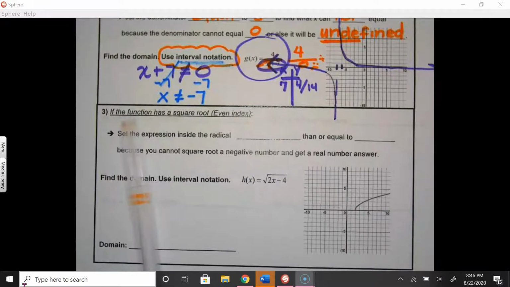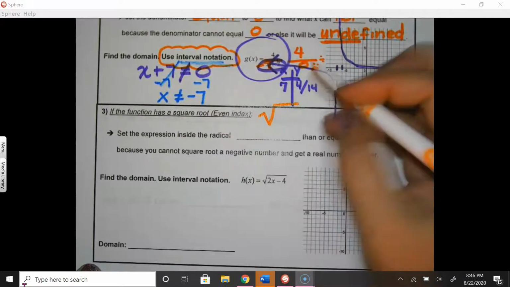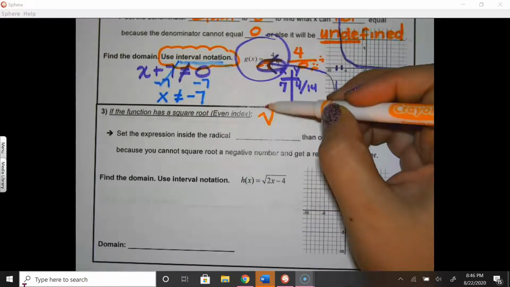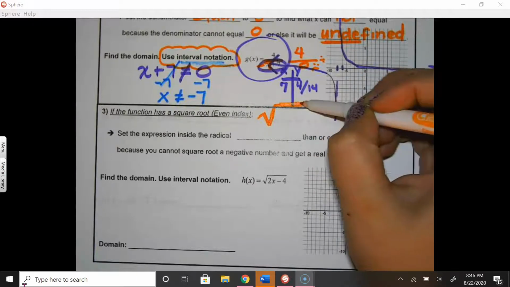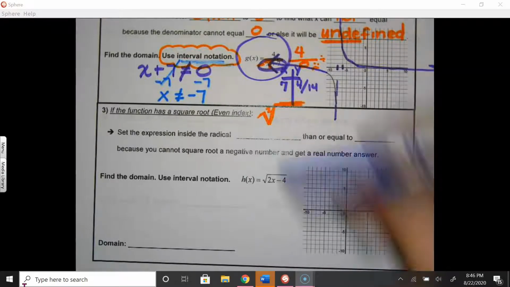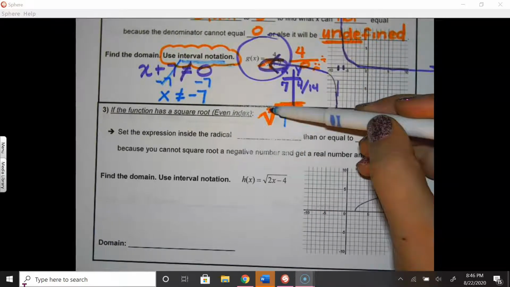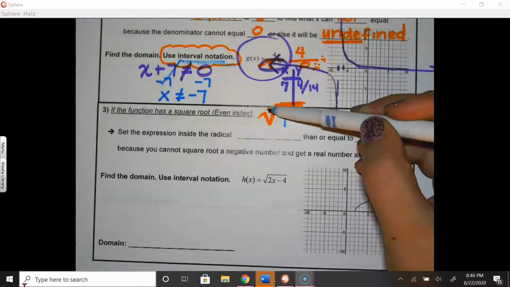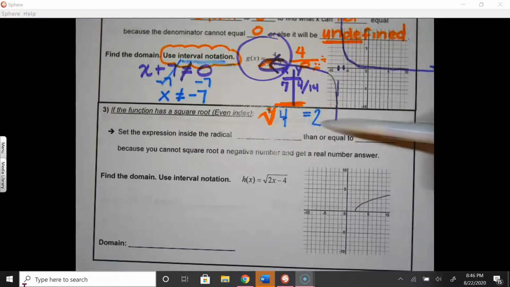So the next type of function we're going to talk about in this lesson is if the function has a square root, where there's not a number right here, it's just a square root. When you see this symbol and there's no number here, it's like a 2. In case you've never seen this symbol, let's say there was a 4 inside, it's asking you what times itself makes the number on the inside. So in this case, it would be 2.